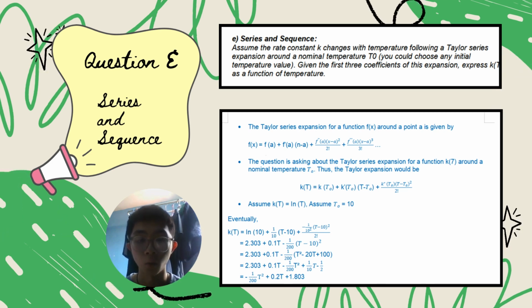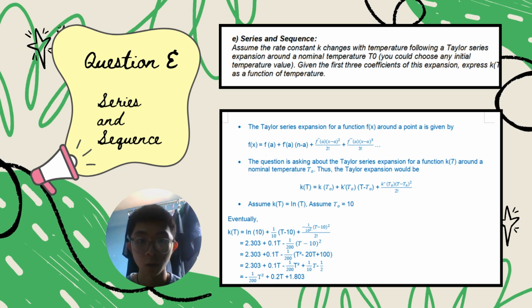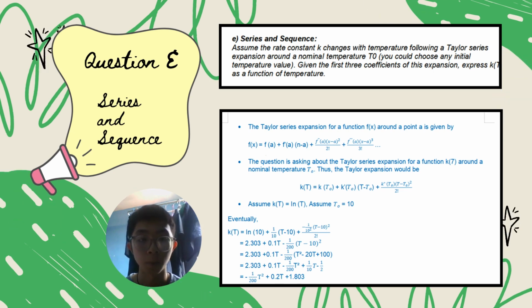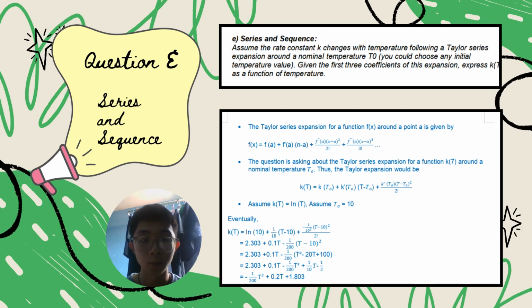So I just convert it to the k(T) function around the nominal temperature T0. The Taylor expansion would be k(T) equals k(T0) plus k prime(T0) times (T minus T0) plus k double prime(T0) times (T minus T0) squared divided by 2 factorial.